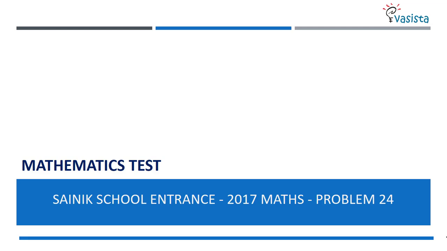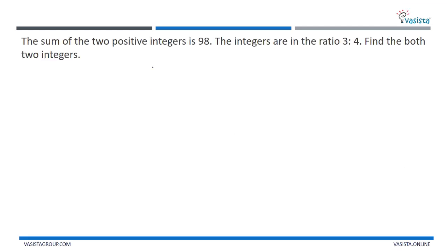Let us go with problem number 24. The sum of two positive integers is 98. The integers are in the ratio 3:4. Find both the integers.